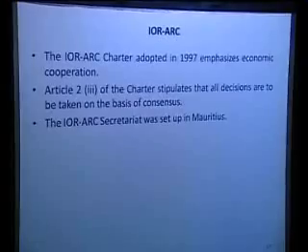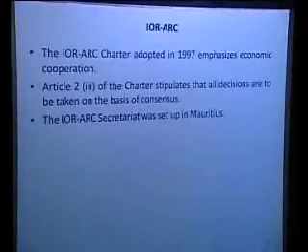Coming to IORAC, the IORAC Charter adopted in 1997 emphasizes economic cooperation. Article 2.3 of the Charter stipulates that all decisions are to be taken on the basis of consensus. The IORAC Secretariat was set up in Mauritius.